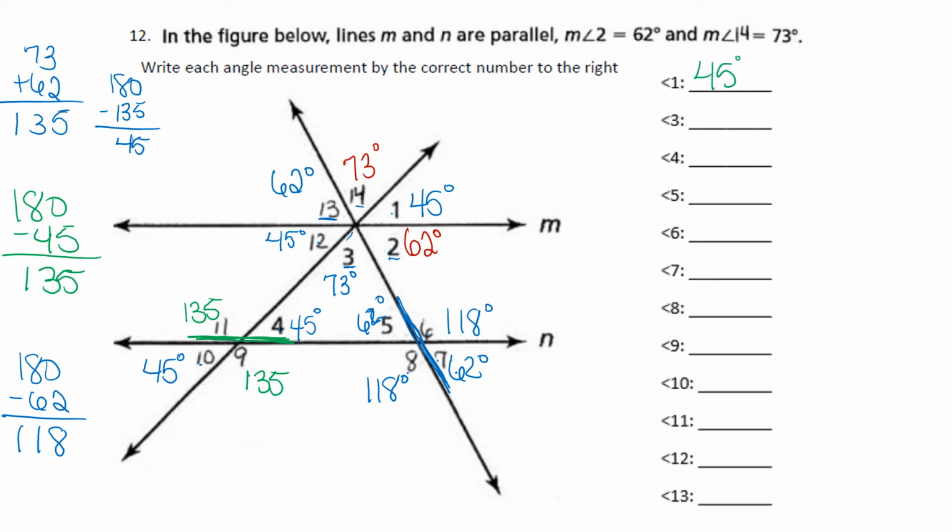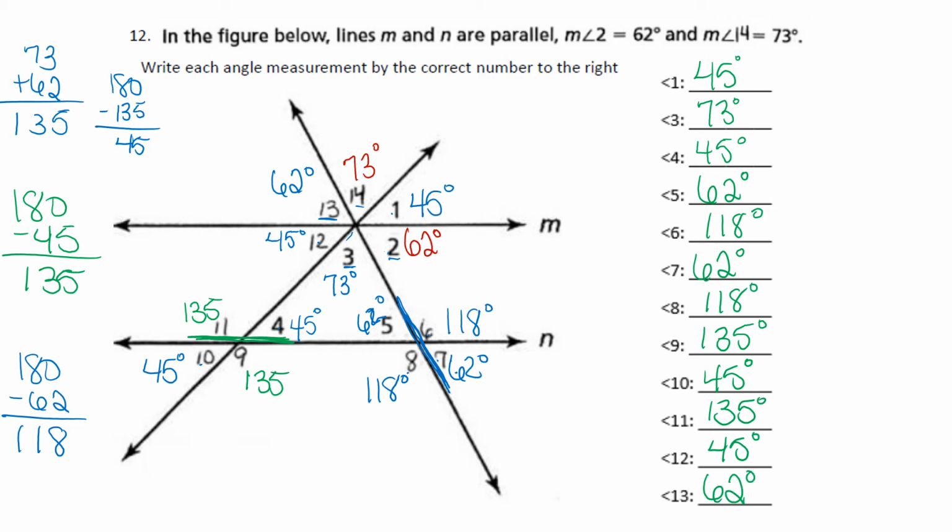That one's 45 for number 1. Number 3, or angle 3, is 73. Angle 4 was 45 degrees. Angle 5 was 62 degrees. 6 was 118 degrees. 7 was also 62 degrees. 8 was 118 degrees. 9 was 135 degrees. 10 was 45 degrees. 11 was 135. 12 was 45. And finally, the measure of angle 13 was 62 degrees.